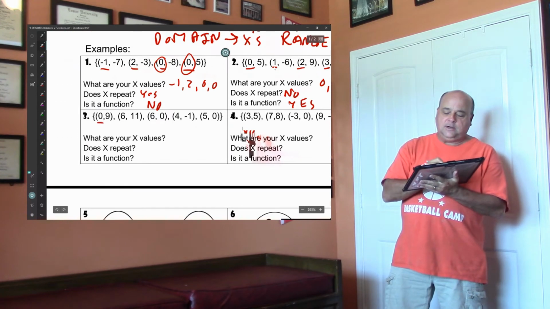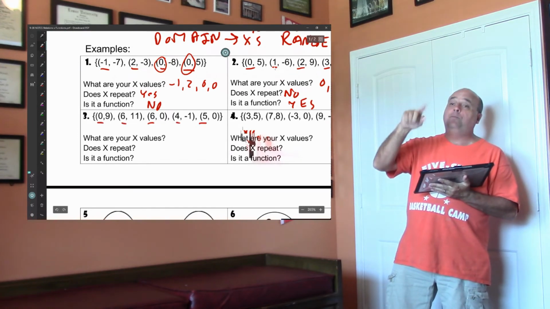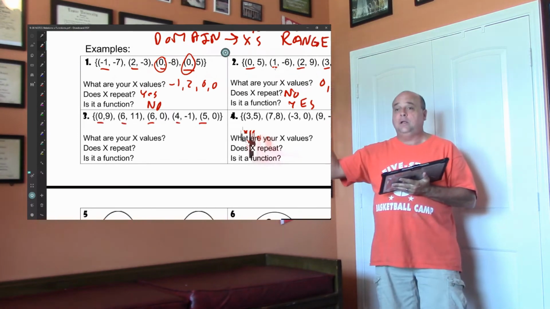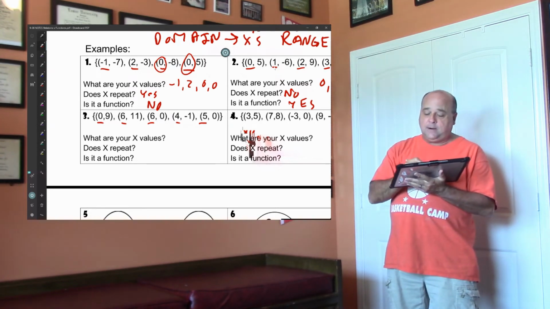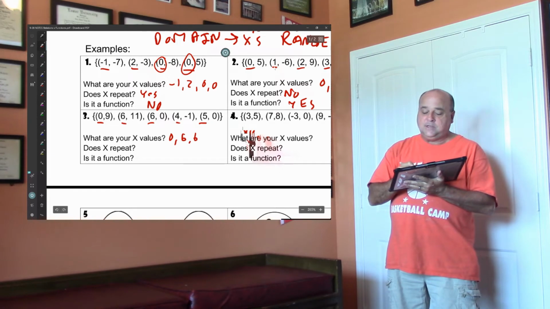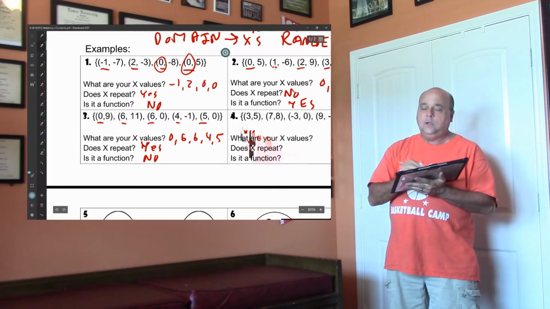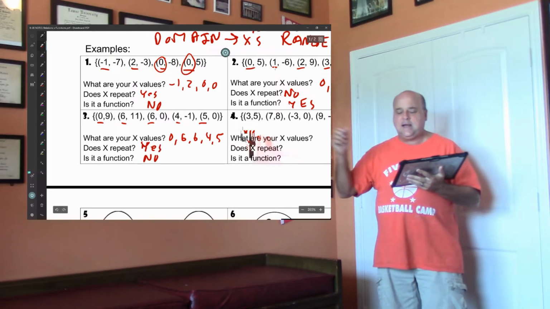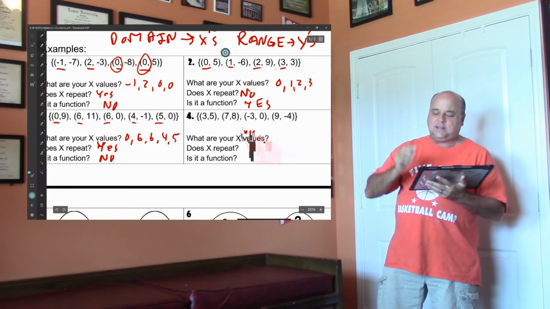Really quickly, underline your x's again. Normally, you would put your domain from smallest to largest, okay? We're just going to write them down today. So 0, you have 2 6's, so it's not going to be a function, is it? Does the x repeat? Yes. And is it a function? No. So if the x's repeat, it cannot be a function. And like I said, I'll talk about that in a minute.